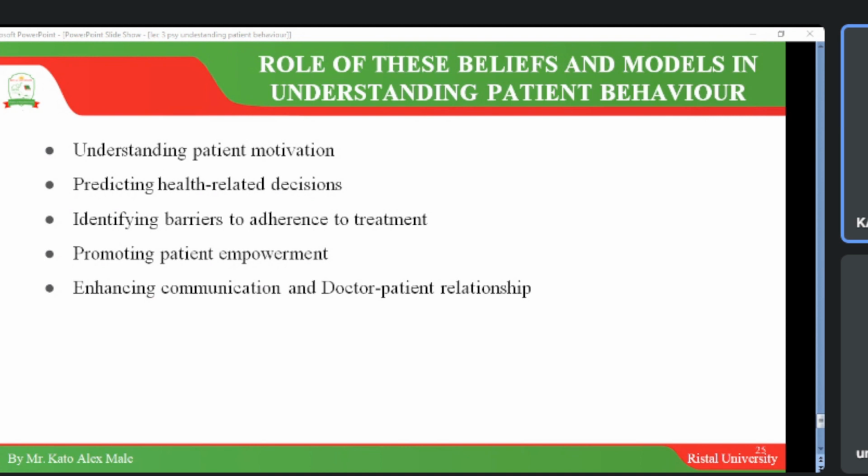You get it? Yes, you also consider ethics in place before you perform any procedure. But this comes because you have learned a lot about the models and beliefs in health, in patient behavior. Then the last role is in enhancing communication and doctor-patient relationship. You get it? Yes. Enhancing communication. Whenever you understand an individual's behavior and you have based on these beliefs and models, you enhance communication between them. We also use these models to learn on the best way to relate with our patients.